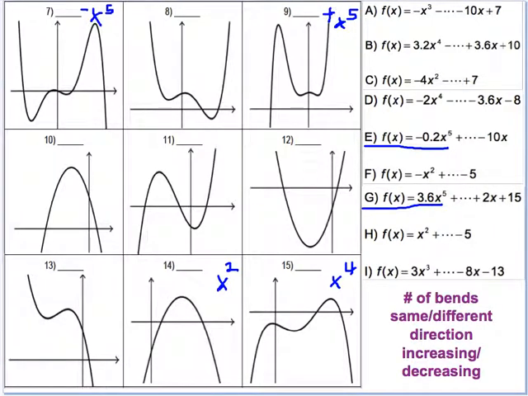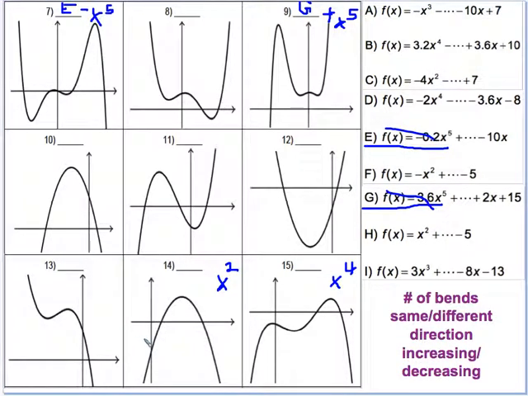Then look at your coefficients. This should have a negative coefficient, so number 7 should be E. And this has a positive leading coefficient, so this one should be G. You should be able to use the process of elimination to figure out the rest of these.